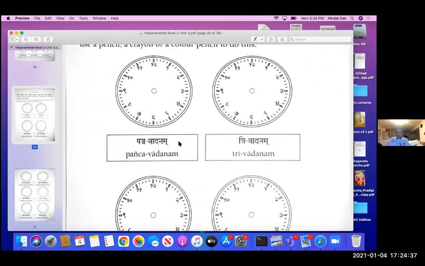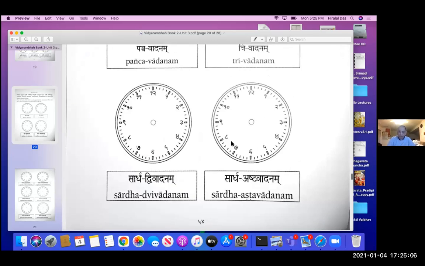Panchavadanam. So it would be 5 o'clock. So the long hand is at 12 and the short hand is at 5. Very good. Next, Trivadanam. That is 3 o'clock. So the long hand would be at 3 and the short hand at 12. Very good. That's very simple. Okay, next, Sardha Dvivadanam.